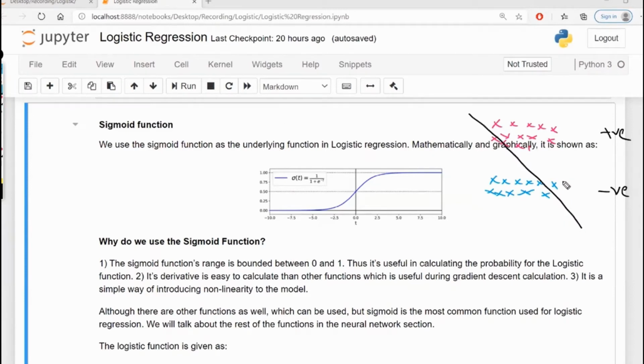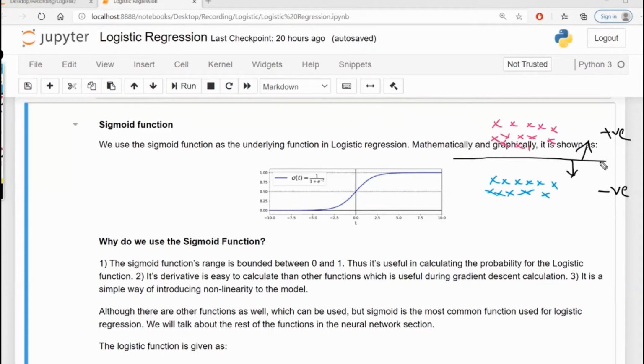If I draw a line something like this, some of my data points will fall on the wrong side, and some of the positive data points fall on the negative side. As you can see, these data points are not linearly separable. The linearly separable line should divide something like this. Any data above this line is positive, and any data below this line is negative.